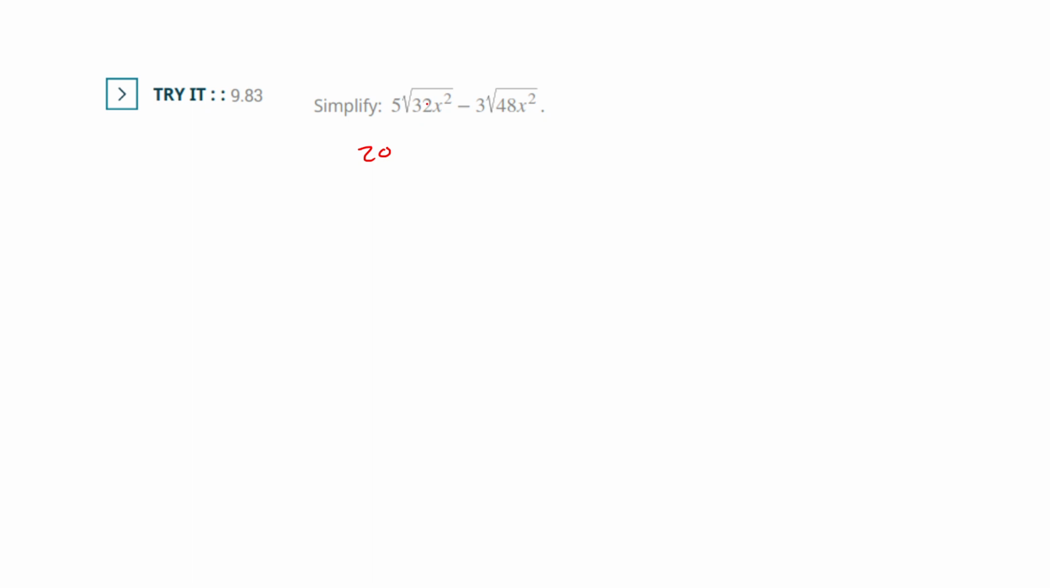So I can bring a 4 out of here, and you can do it the long way to see it, but I can bring out a 4, there's already a 5, so I get 20. I can bring out an x. What's left on the inside would be 2. Now over here, I can bring out a 4, and there's a 3 on the outside, I get a 12, and I can bring out an x too. Okay, so you simplify them if you don't see where I'm going with that. But look what I have now. The name of this team is x square root of 2, the name of this is x square root of 3, they don't match. So that's the best I can do.